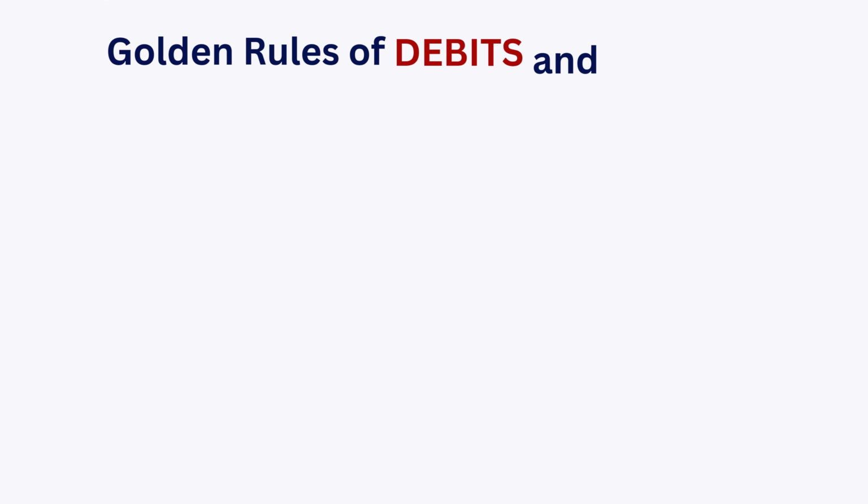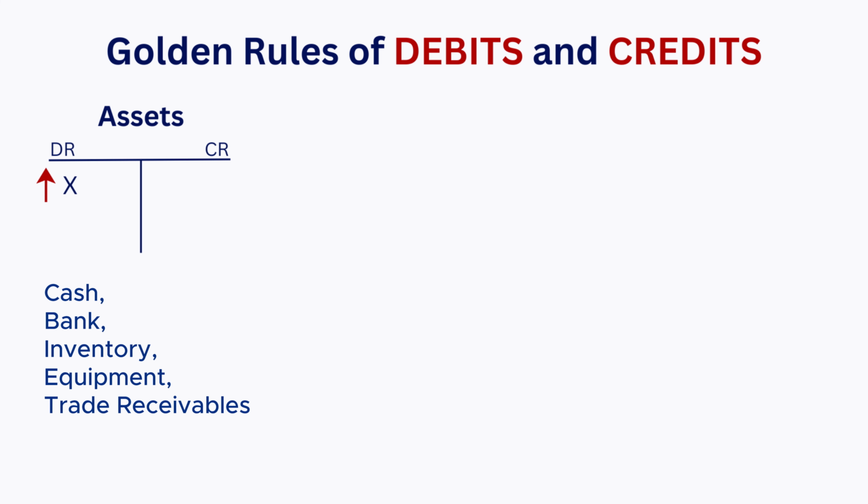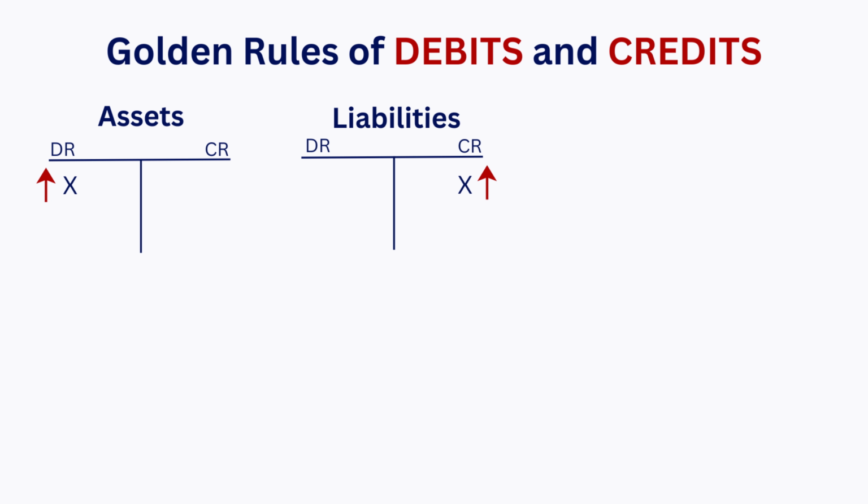Now let's learn the debit and credit rules. The easiest method is to memorize what increases and decreases each account type. Assets. Assets increase with a debit and decrease with a credit. Examples are cash, bank, inventory, equipment, and trade receivables. So if the business buys equipment, equipment account is debited. Liabilities. Liabilities increase with a credit and decrease with a debit. Examples are loans, trade payables, and tax payable. If a loan increases, credit the liability account.